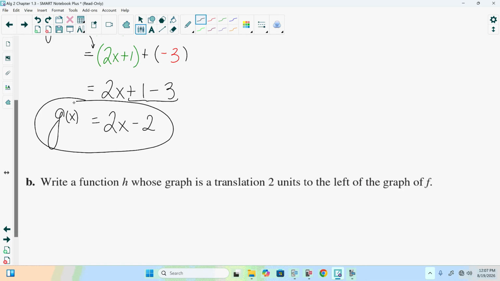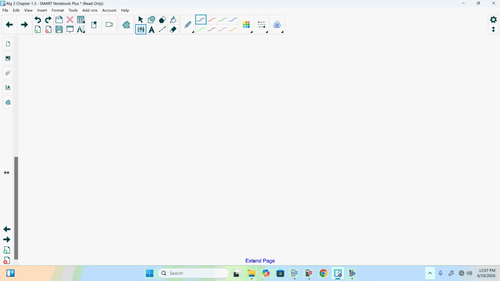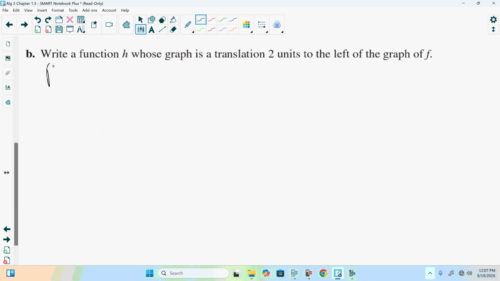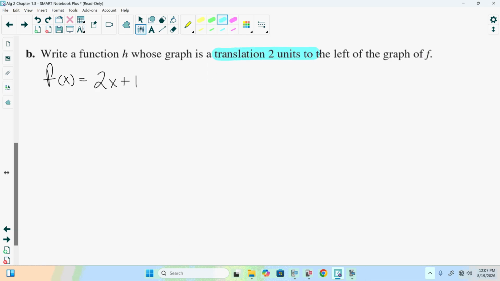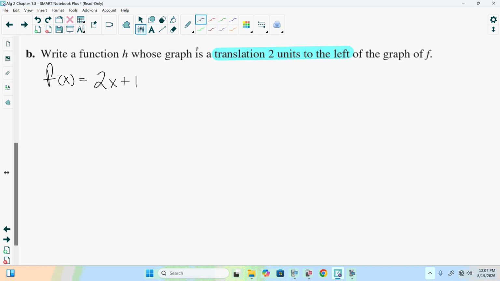Questions on this here? Up and down movement is nice. Let's look at the next one. Now, f of x, we're still using the same function. f of x is equal to 2x plus 1. However, this time, we're doing a translation of 2 units to the left. And this time, they also want to call it h of x.